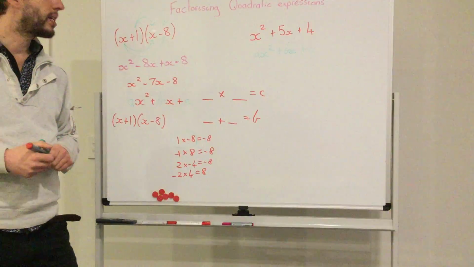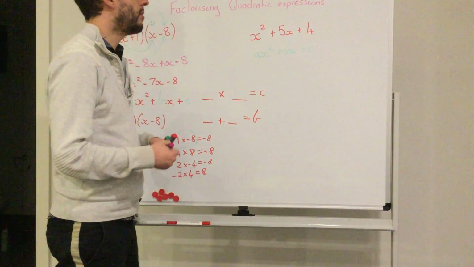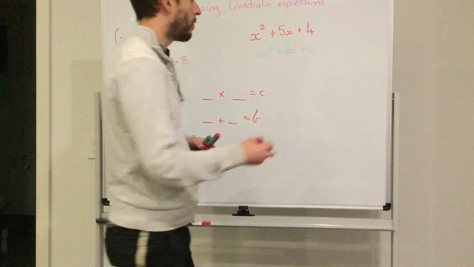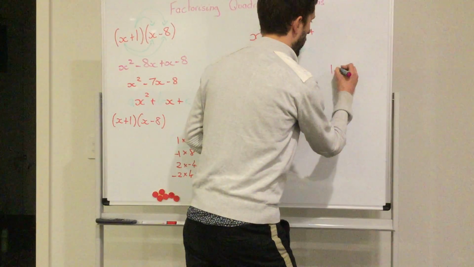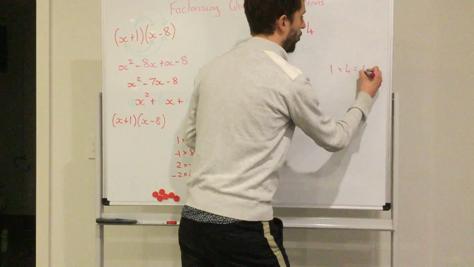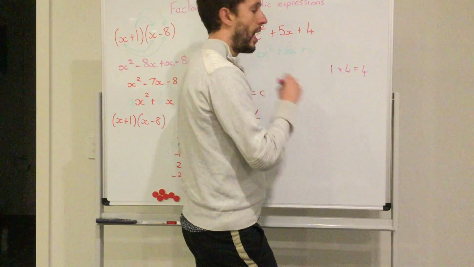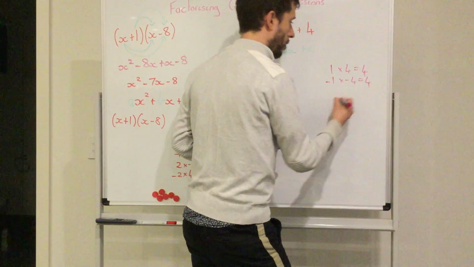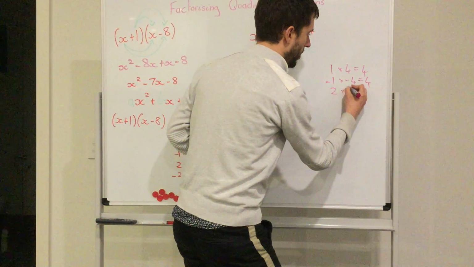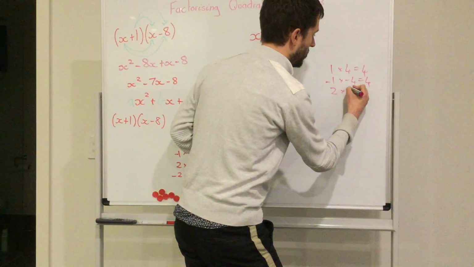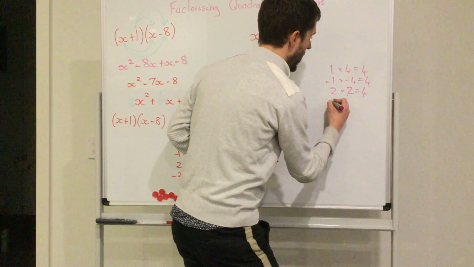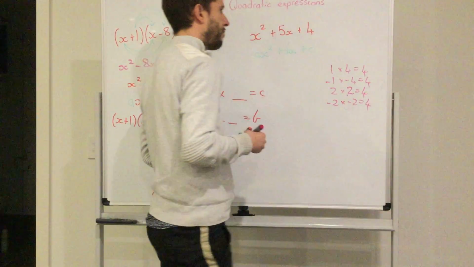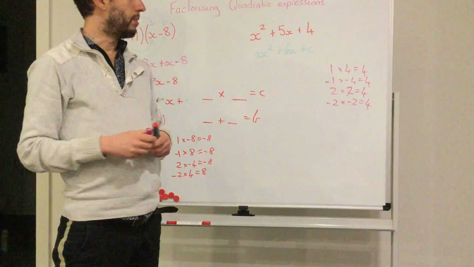First thing I'm thinking about, c is 4 here. So what are two numbers that will equal 4? Well, 1 times 4 equals 4. I could also go -1 times -4 equals 4. 2 times 2 equals 4. And -2 times -2 equals 4. So those are my numbers.